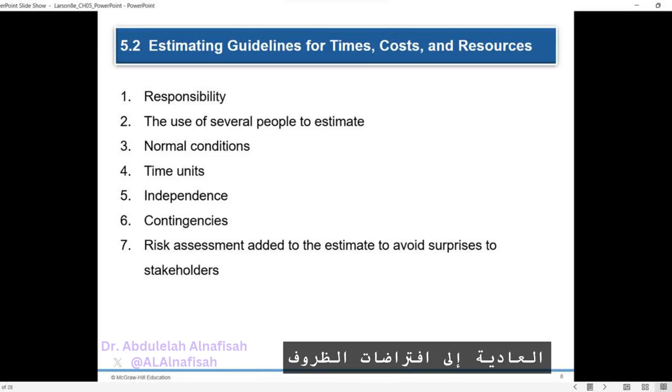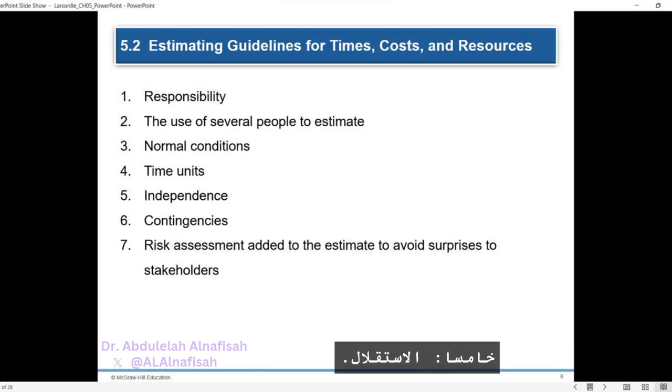3. Normal conditions. Estimates should be based on assumptions of normal conditions, efficient methods, and a normal level of resources, unless the project is expected to deviate from the norm. 4. Time units. Consistent time units should be selected early in the project development phase, such as workdays or calendar days, to ensure uniformity in time estimates.